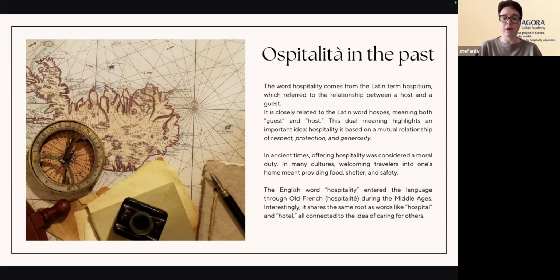The meaning of hospitality from the past was based on a relation of respect, protection, and generosity. In ancient times, offering hospitality was considered a moral duty. In many cultures, welcoming travelers is one of the main pillars, like providing food, shelter, and safety. The word hospitality entered the language through the Old French hospitalité, so it's very similar: hospitality, hospitalità, hospitalité in French during the Middle Ages. The interesting thing is that hospitality combines two words, hospital and hotel. So the idea is always the same: to take care of someone, okay?